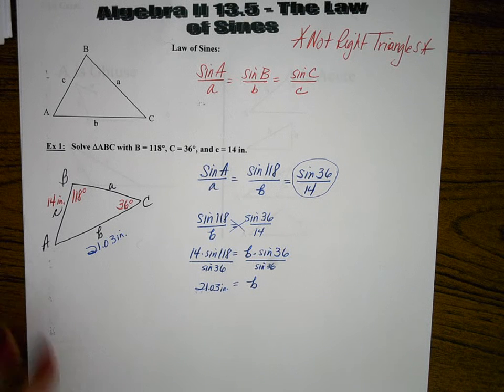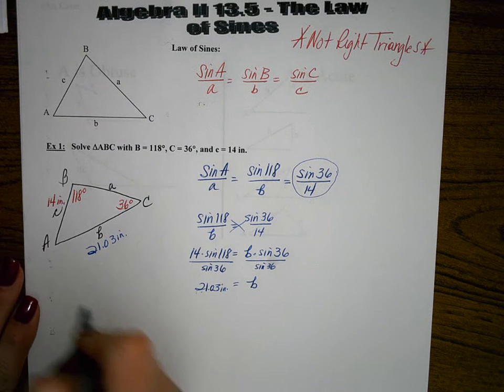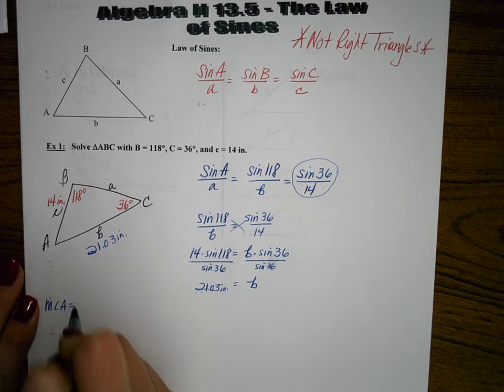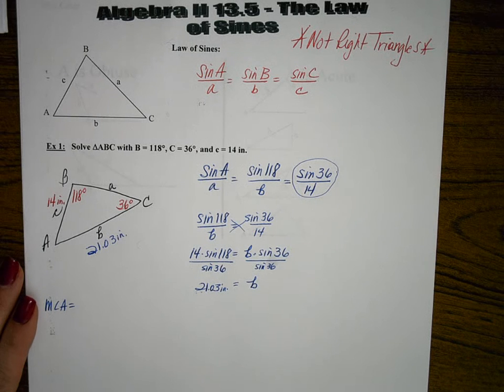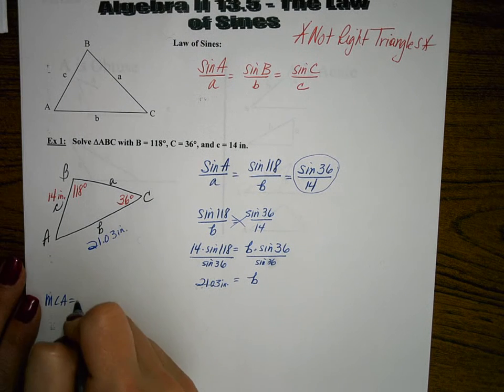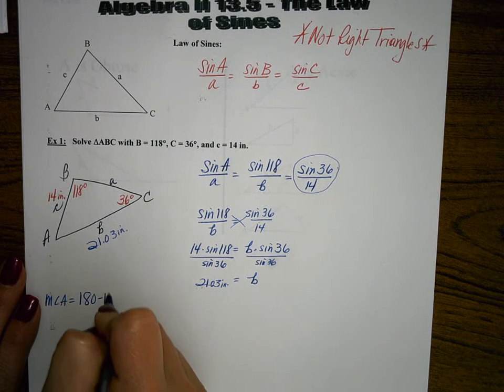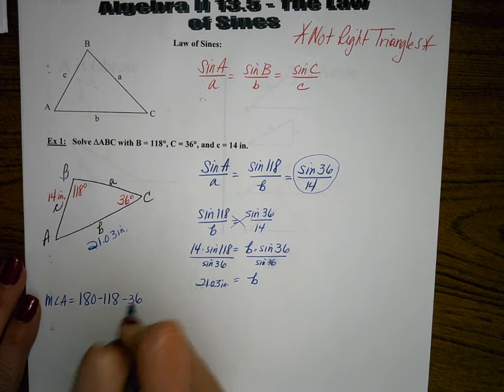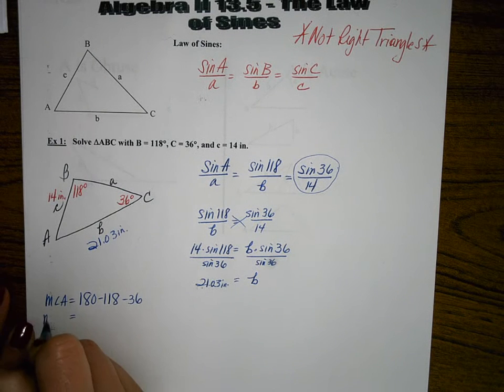All right. Now, any thoughts on anything else I could do? Oh, yeah. We could have found angle A a long time ago, couldn't we have? Angle A is actually going to be, how do I find it? Very nice. 180, subtract 118, subtract the 36. So angle A is how much?